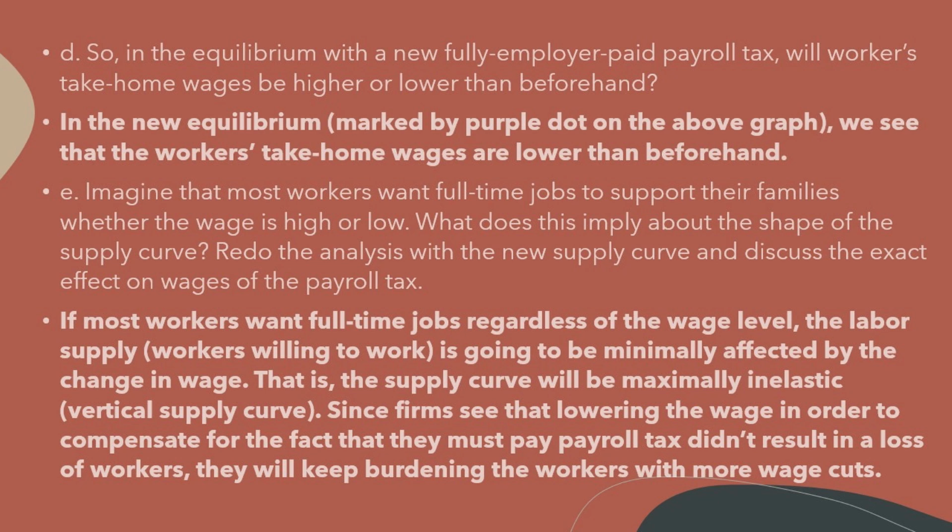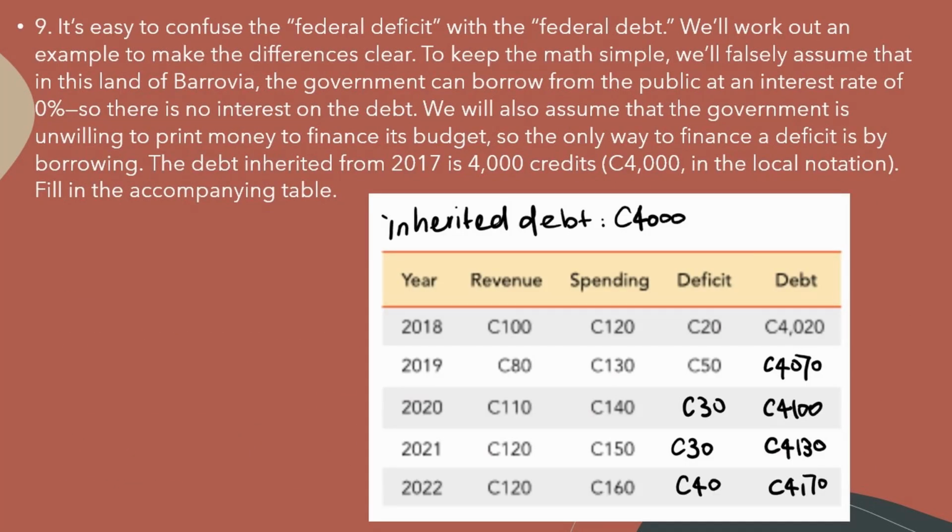Now let's look at question 9, where we're looking at the differences between federal debt and federal deficit. The deficit is calculated on a per year basis, while the debt is cumulative. And that is going to be the main difference of the 2 terms. And showing in the graphs are our values.